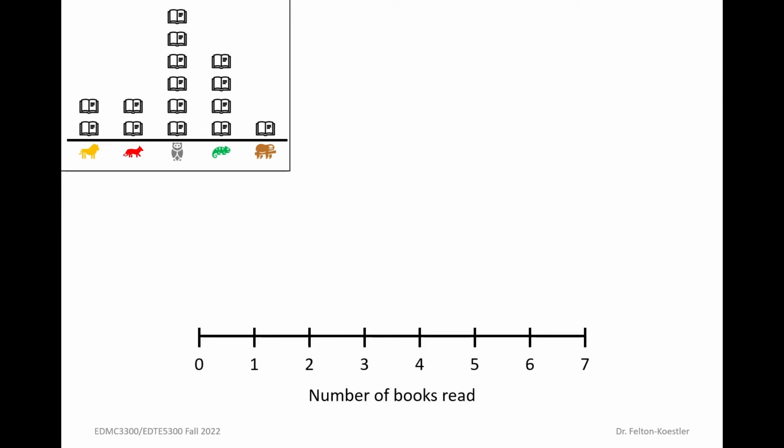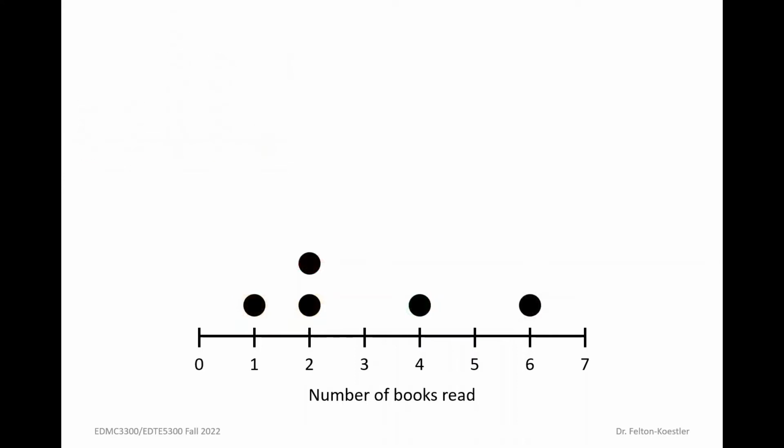So I've got a number line here going from 0 to 7, and the number on the number line is the number of books read. So for instance, Lion read 2 books, so we'll represent Lion here. Fox will go here, Owl will go here, gecko read 4, and sloth read 1. Now, normally when we make a dot plot, we don't have little pictograms of our data, so I'm going to make it look more like a traditional dot plot where it's just dots plotted on a line.